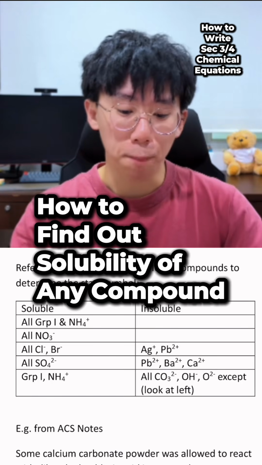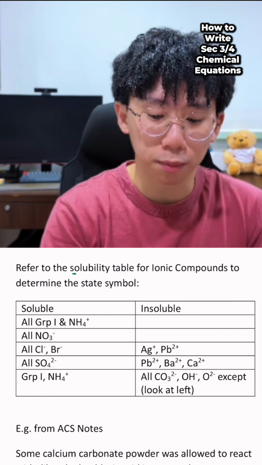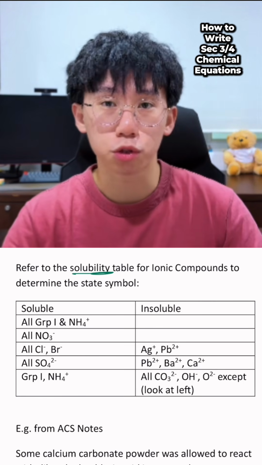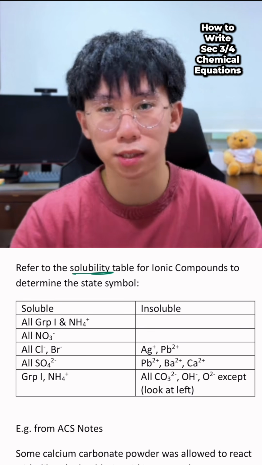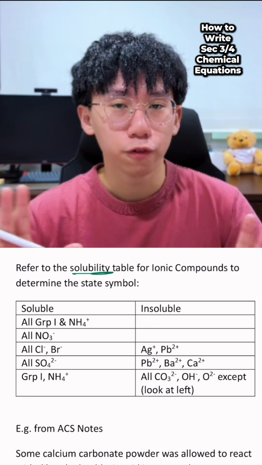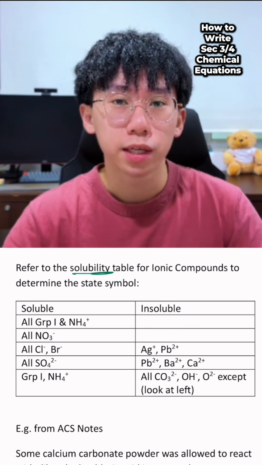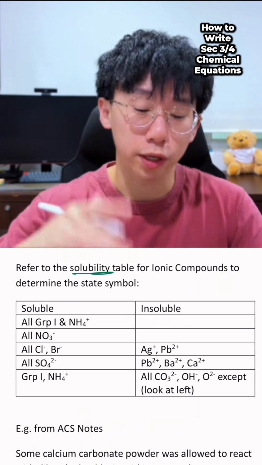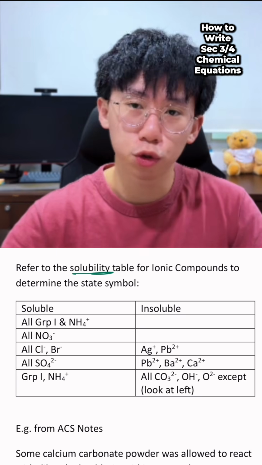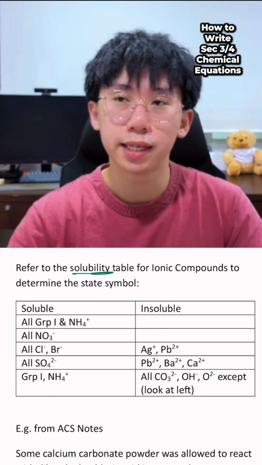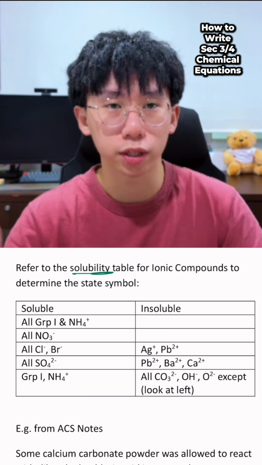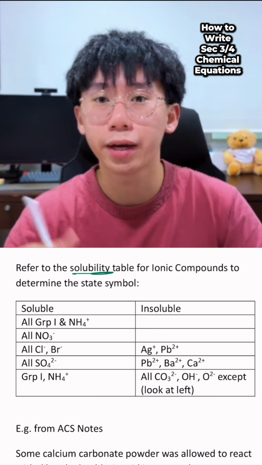Now, generally for ionic compounds, you want to refer to the solubility table to determine the state symbol, to determine if it's a solid or aqueous, which means dissolved in water. For a solubility table, there are rules that we have to follow, and they go in order. You should use this solubility table and memorize it, so that you can easily reference it in your head when you're determining the state symbol for your ionic compounds.